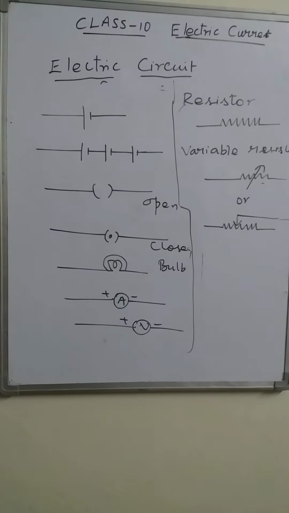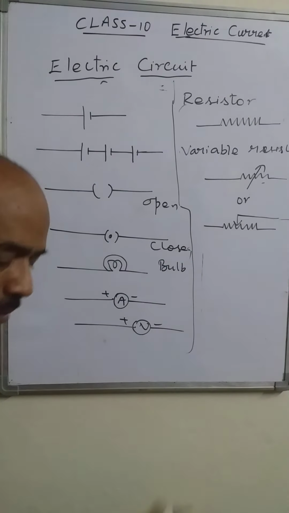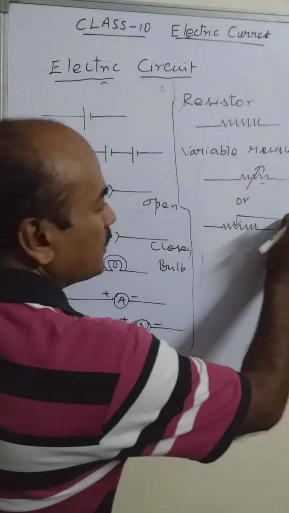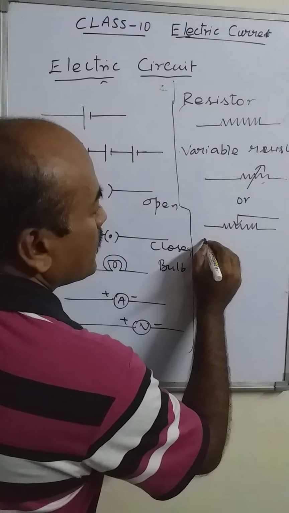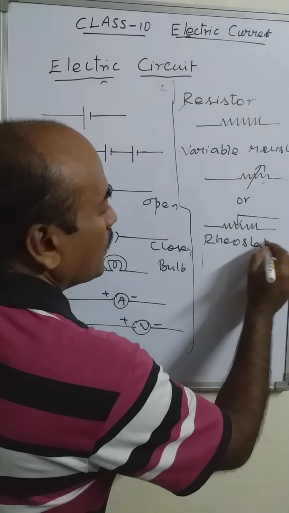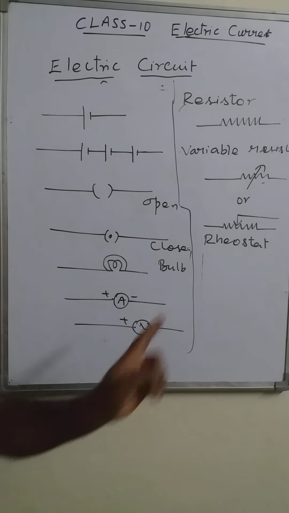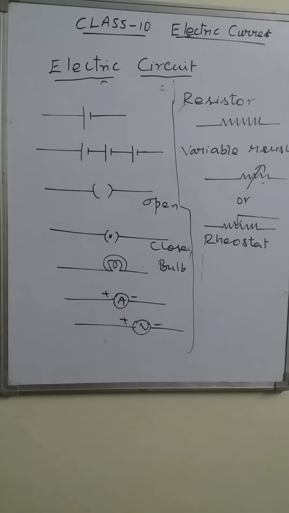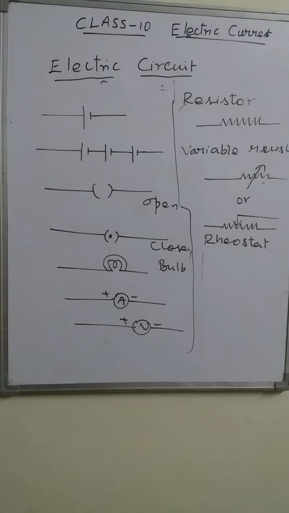This is also a variable resistor, but this variable resistor is specially known as a rheostat. R-H-E-O-S-T-A-T. Rheostat, that is also known as the variable resistor. So it is a component. These are also components.